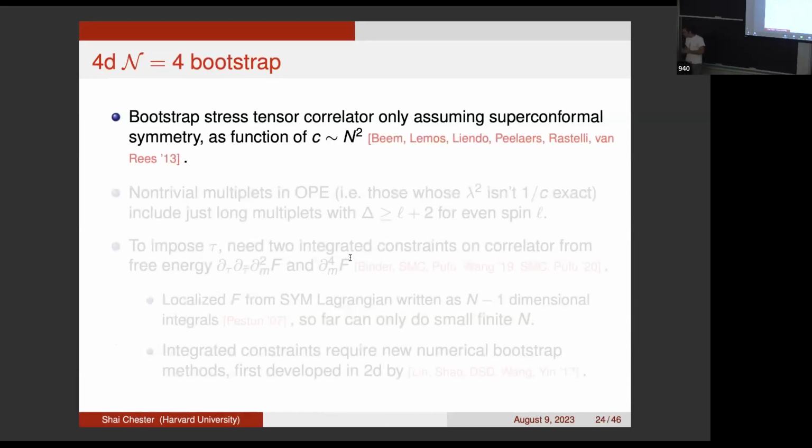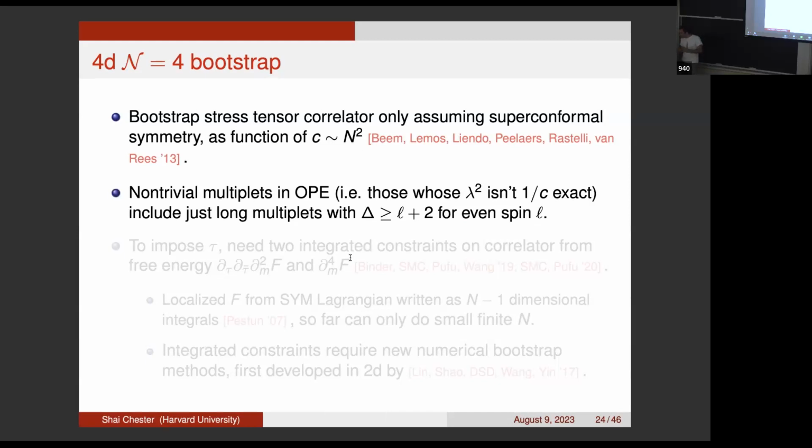Okay. So what is the bootstrap approach to studying n equals 4? Let's study the stress tensor correlator, because that's what's dual to graviton scattering. Let's just assume superconformal symmetry, and we can input the value of n because it's proportional to c, which is the coefficient of the stress tensor 2. This was originally done by Leonardo back in 2013 with collaborators.